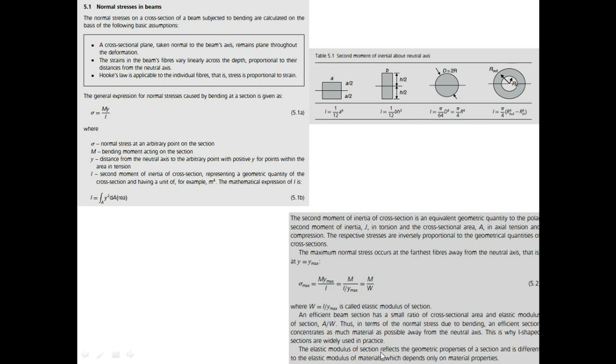The elastic modulus of section reflects the geometrical properties of the section and is different from the elastic modulus of materials. Okay, that of materials is different, which depends on the material properties.